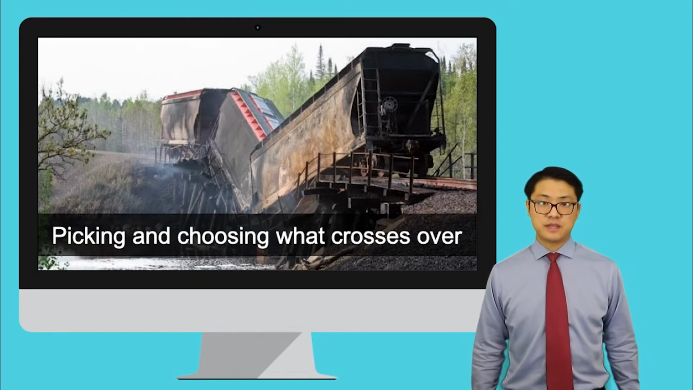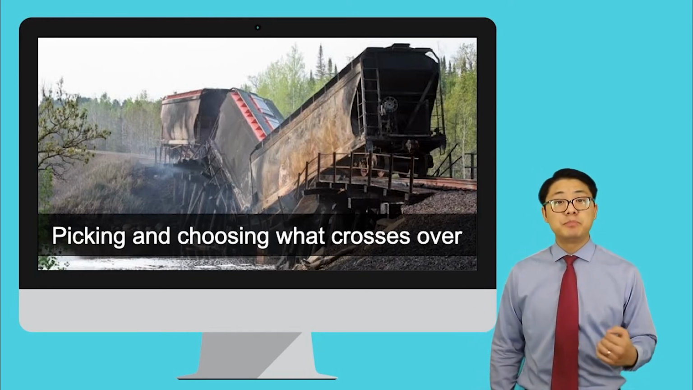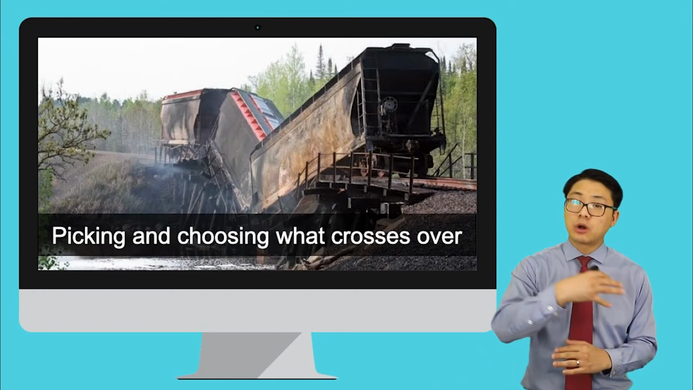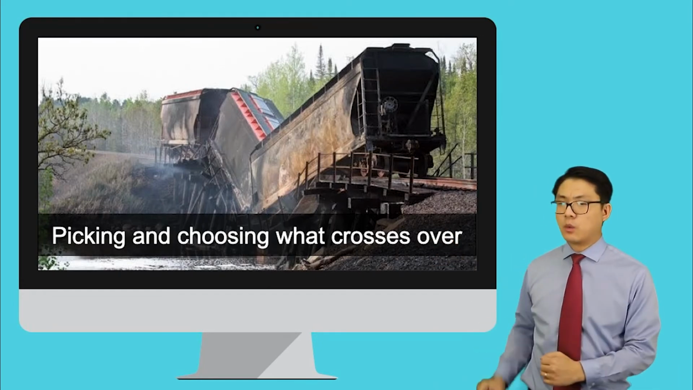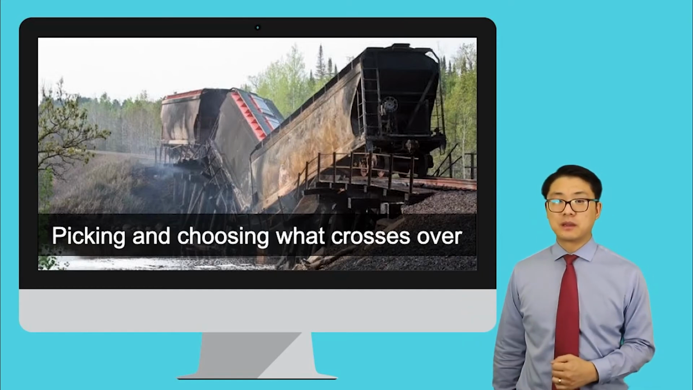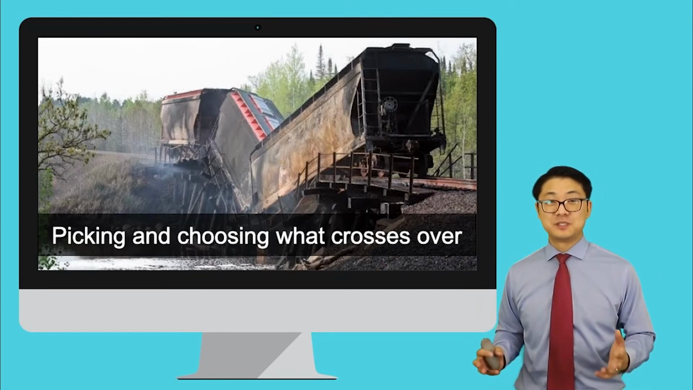I never want to experience that again. We try to pick and choose what gets to cross over this bridge of life. And we try to say, no, I don't want that. I don't want this. I don't want to eat my greens. I don't want to eat my veggies, right? We start out like that.